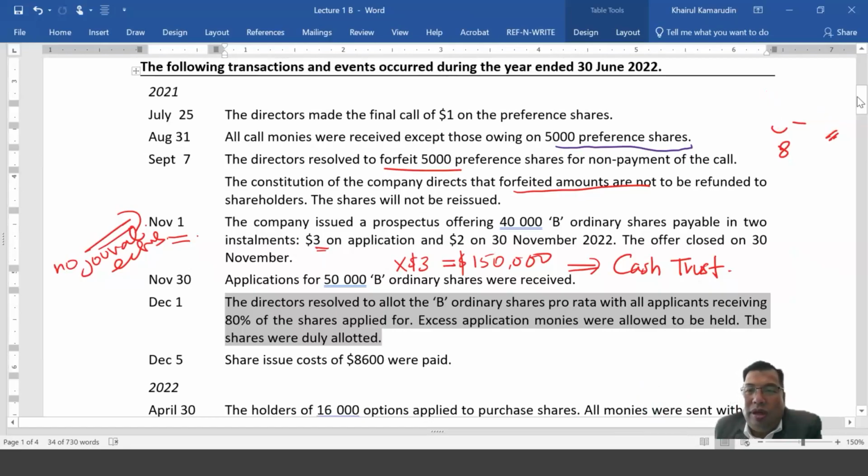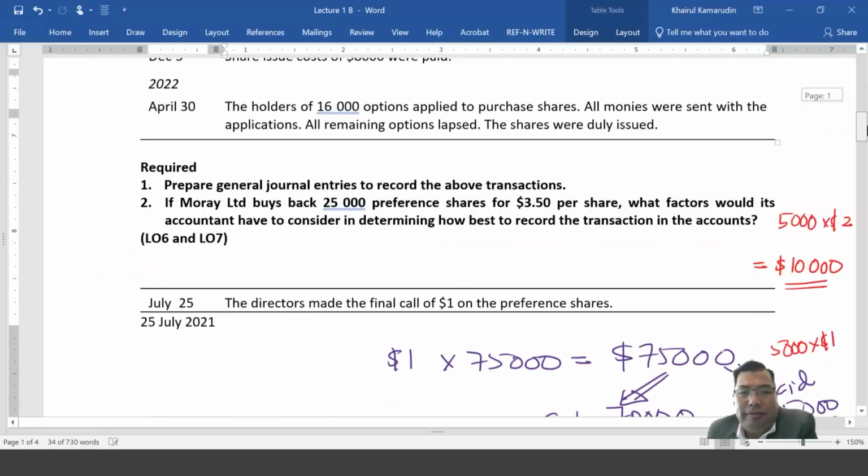Because we receive applications for 50,000, but we're only going to issue 40,000 shares. So for the balance 10,000, we're not going to return the payment, but we're going to use this payment for future payment. So that is what we call keeping the excess. We're going to keep the excess. So how are we going to do that?